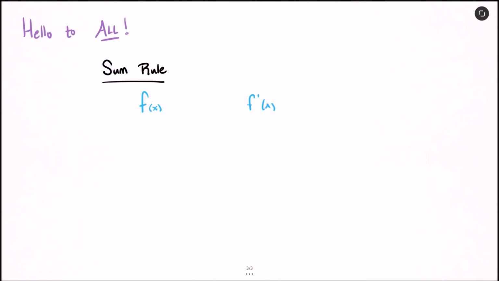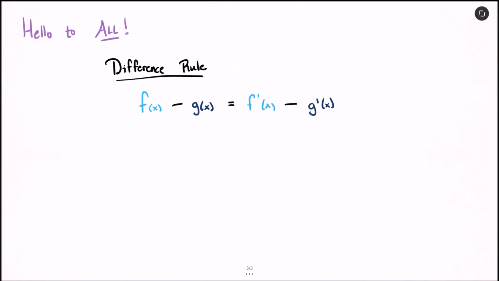The sum rule states that the derivative of two parts being added together is equal to the derivative of each part added together. That sounds complicated, but visually, as you can see, it's a lot easier to understand. The difference rule states the same, just between two parts being subtracted instead.